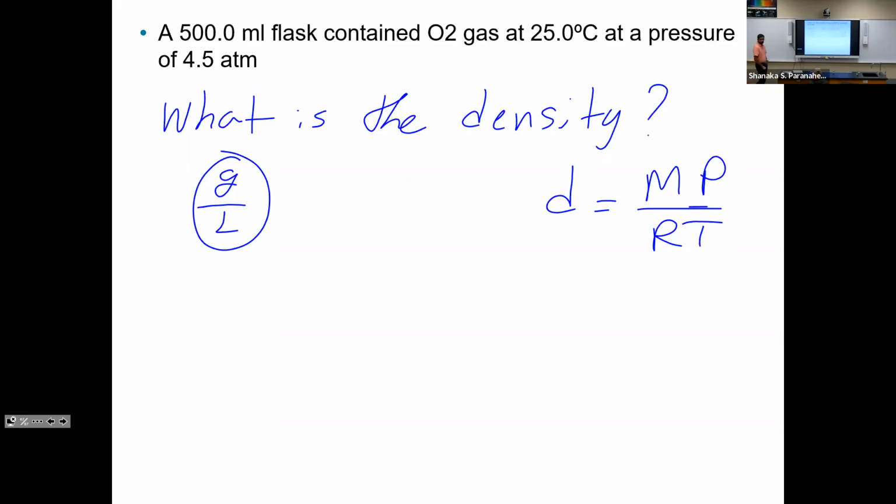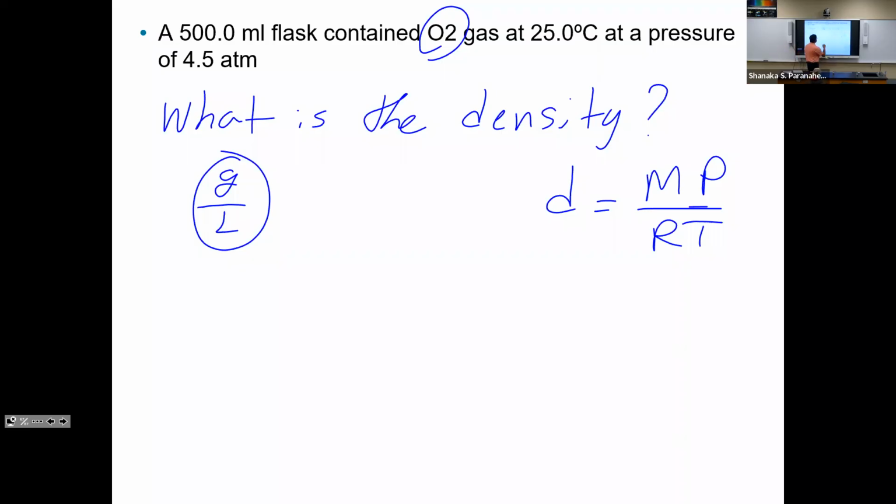What is capital M? Molar mass. It's going to be 32. So for oxygen, the question might not give you the molar mass explicitly. It might give you the compound name, like oxygen gas, a molecular name, so you have to find the molar mass of the compound.